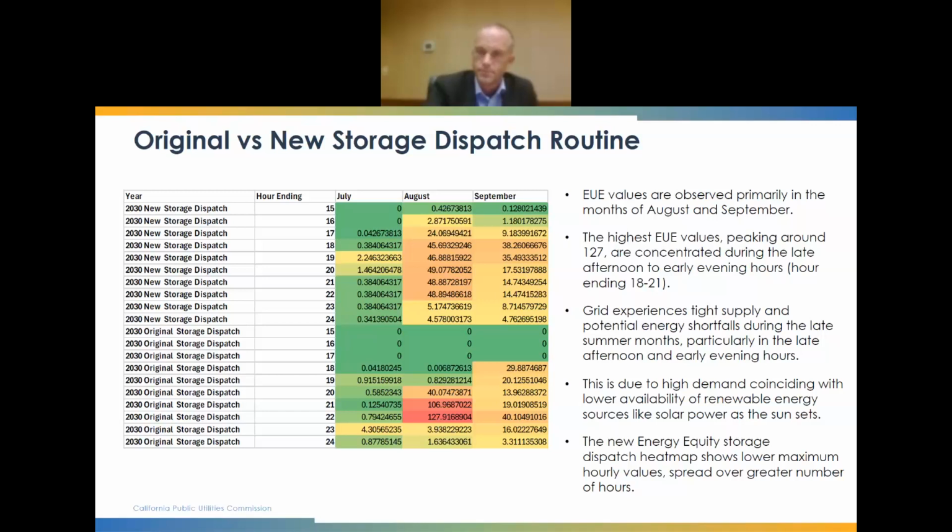We have one from Haley. I'll go ahead and unmute you, Haley. This should be a pretty easy one, and sorry if I missed it. What does EUE stand for? Expected unserved energy. Thank you. Just the megawatt hours difference between our load and ancillary service obligations and the resources that we have available.